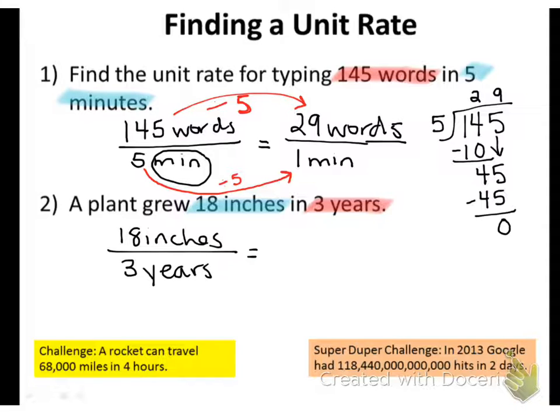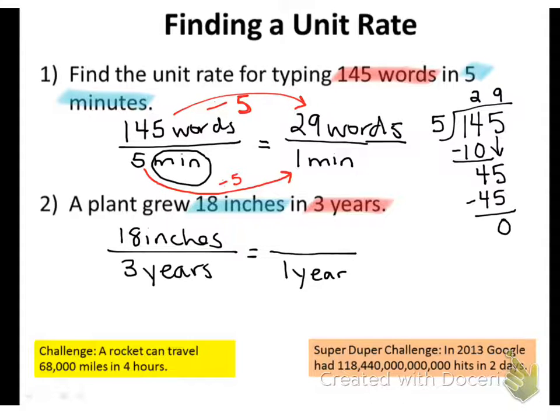Now we have to figure out which one we're going to turn into 1. Are we going to turn inches into 1, or are we going to turn years into 1? Well, to do this, we think about what makes more sense. Do we want to know how many years it takes for the plant to grow 1 inch, or do we want to know how many inches the plant grows in 1 year? I think it's the second one. We want to know how many inches the plant grows in 1 year.